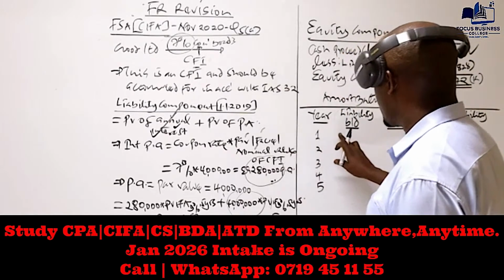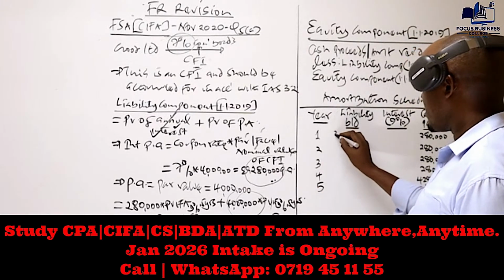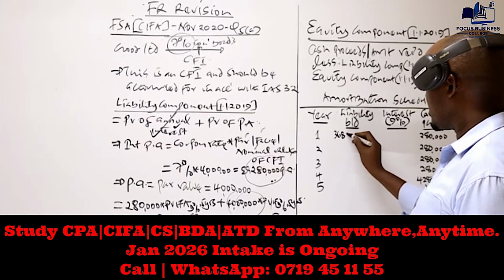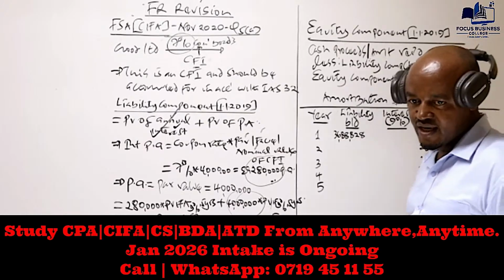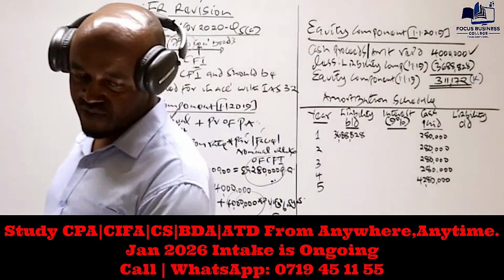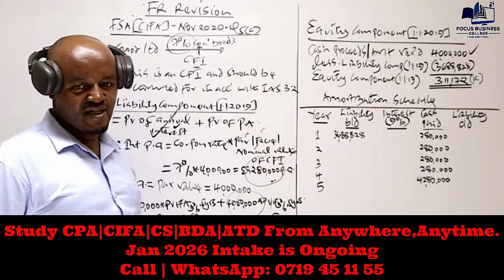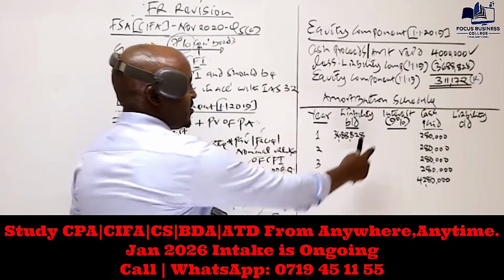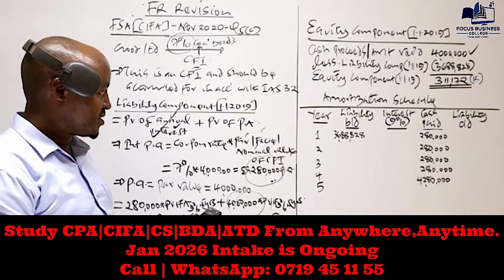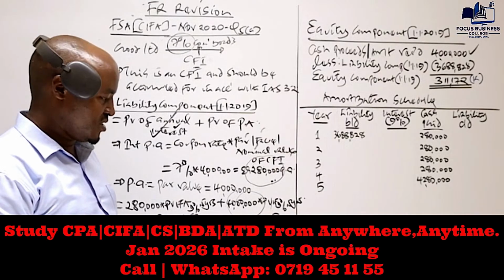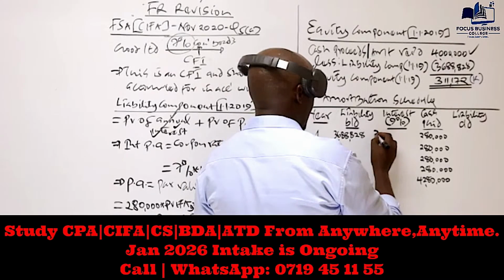Then here we need to start with the liability at the start of year 1. The liability at the start of year 1 is what we have here, that is 3,688,828. So from there we need to compute the interest. The interest we compute based on the rate of 9% times the liability at the start. So 9% times 3,688,828 will give us interest of 331,995.